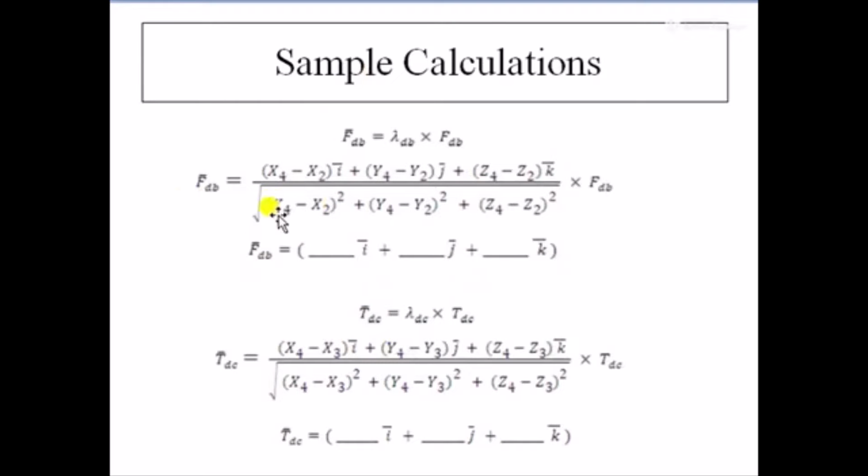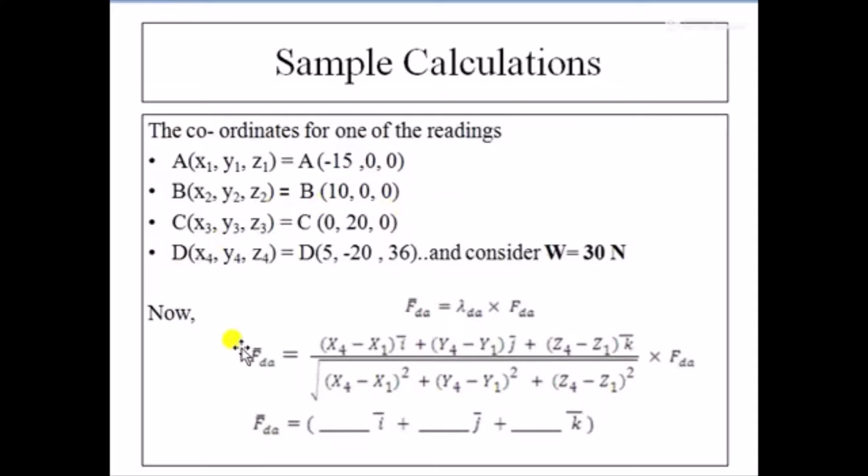Now for FDB, similarly the formula will be x4 minus x2. For the first member, FDA, the coordinates are D and A. For the second member, that is FDB, the coordinates are D and B, and the third member is TDC. So for the first one the force will be passing between D and A. For the second force, that is FDB, the force will be passing between the points D and B, and the third one, that is the TDC force, will be passing from the points D and C.